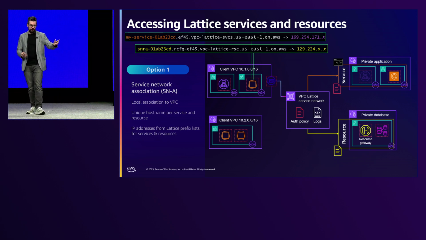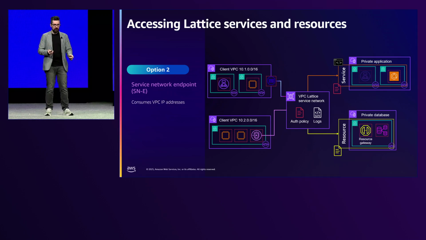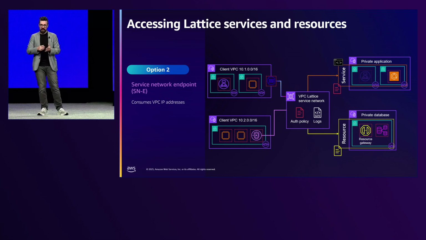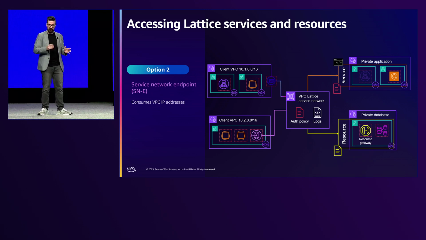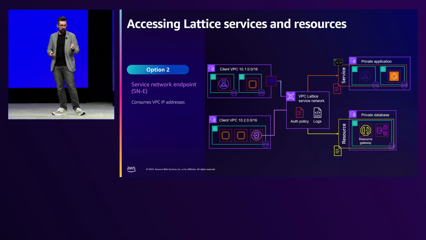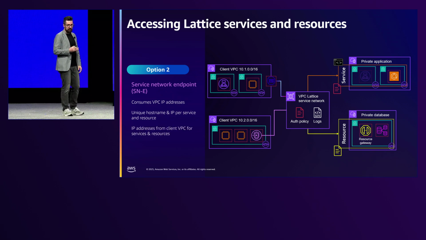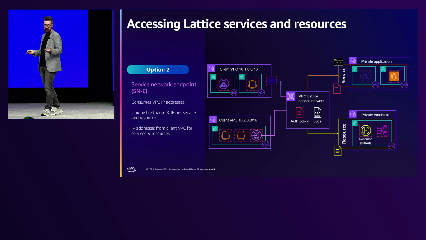Our second option is going to be a service network endpoint. Now, these will operate like private link endpoints, and they'll consume IP addresses within the VPC. And this will be available for the entirety of the service network. It's not a one-to-one mapping of an endpoint to a particular resource. So each service and resource will have a unique host name, an IP address, and those IP addresses will now come from the client VPC. Again, similar to what you would have with a private link endpoint.